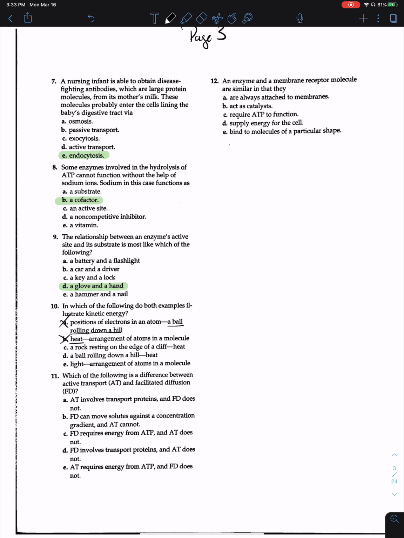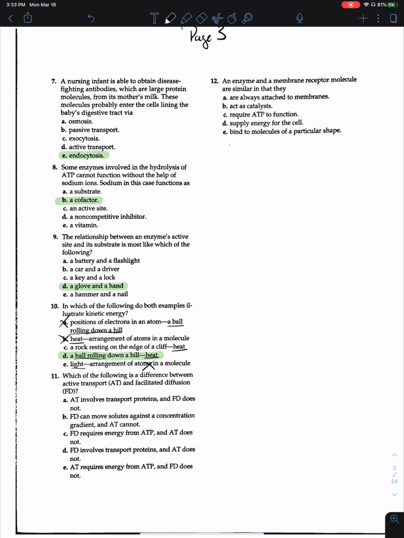Heat is, of course, a correct answer. That is actually kinetic energy. A ball rolling down a hill is kinetic energy. Same thing with heat. So C must be our correct answer, right? And then moving on to the last one, E, light is an example. It is an example of kinetic energy. Arrangement of atoms is not. So D is the correct answer here. Last two.